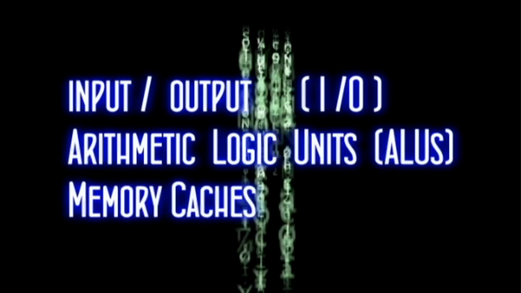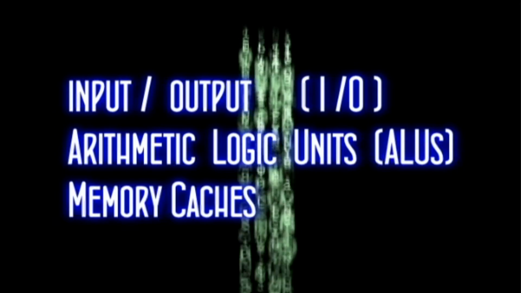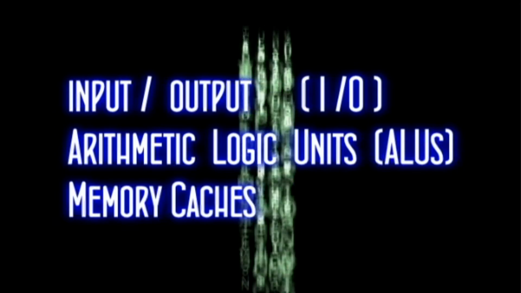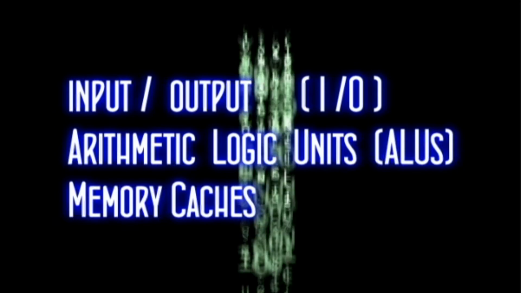There are three main parts to a processor: the input-output, or I/O, the arithmetic and logic units, or ALUs, and the memory caches. The input-output circuits regulate basic input and output. For example, if you pressed a button on the keyboard, the I/O would see that as input. Then it would generate it as output on the computer screen.